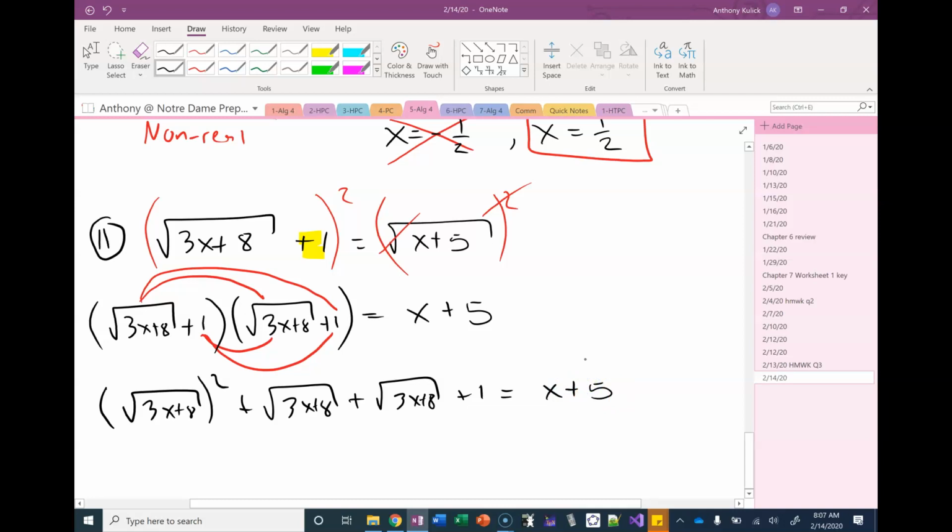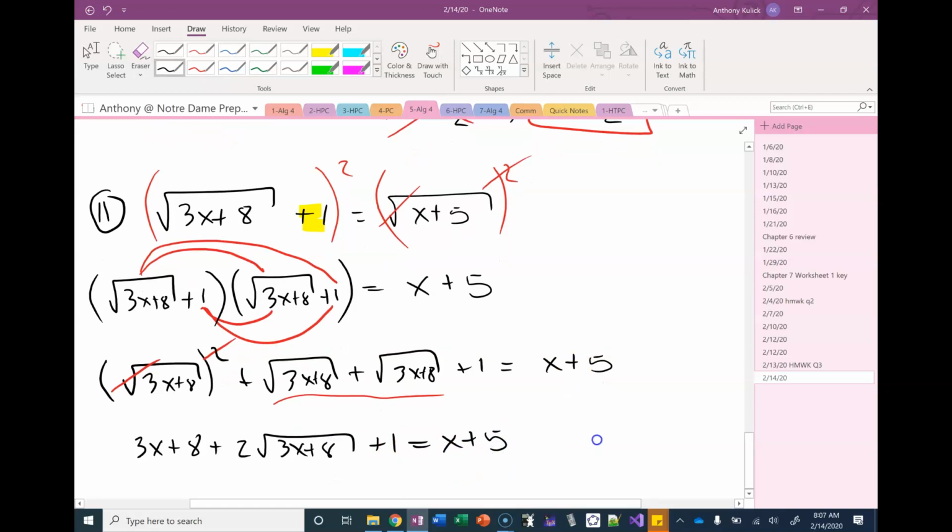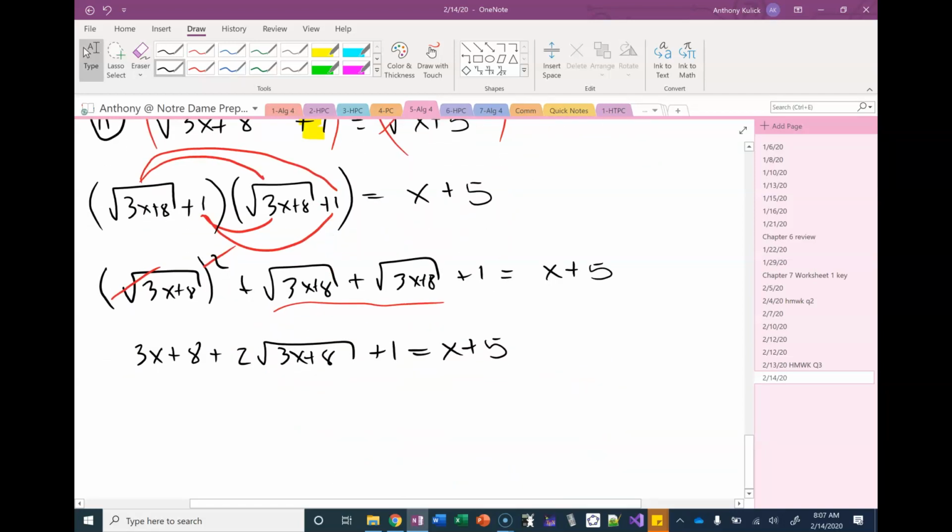Okay there? So I notice here the square cancels the square root. And here, these guys are the exact same radical. So when I add them together, I can add their coefficients. So I'm going to have 3x plus 8 plus 2 square root 3x plus 8. Okay to there?